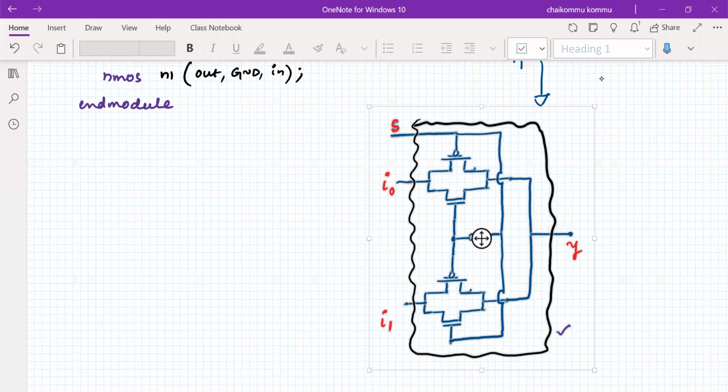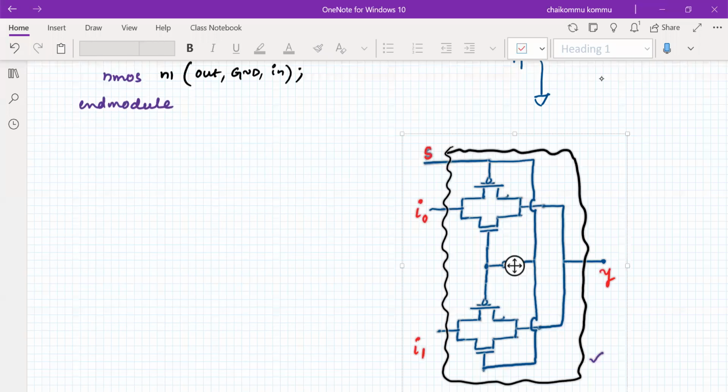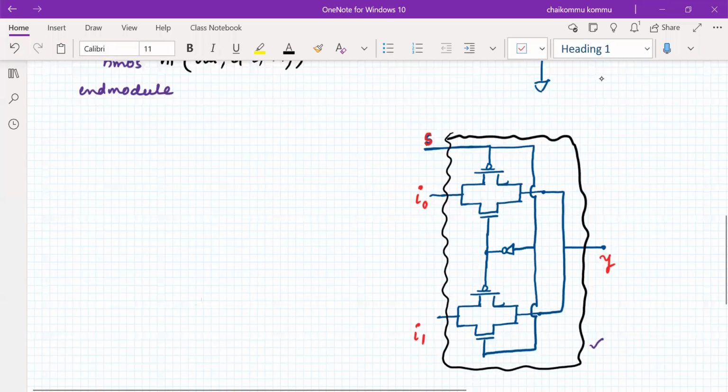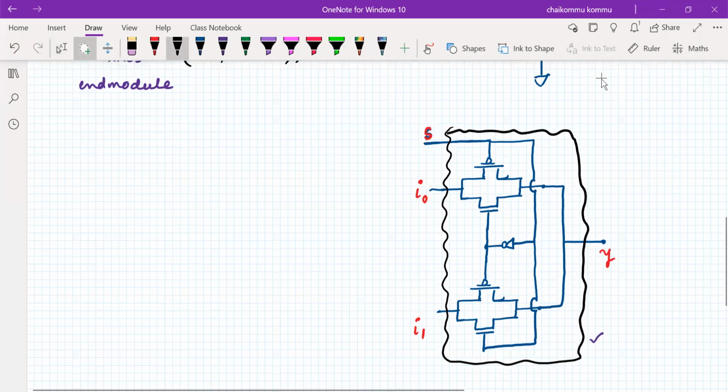Okay, shall we write? What is the name of this module? Let us give, okay, module.